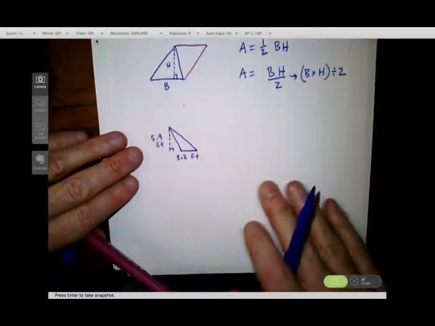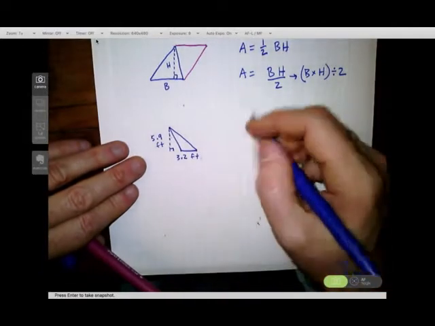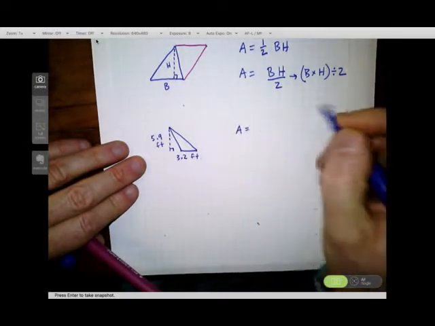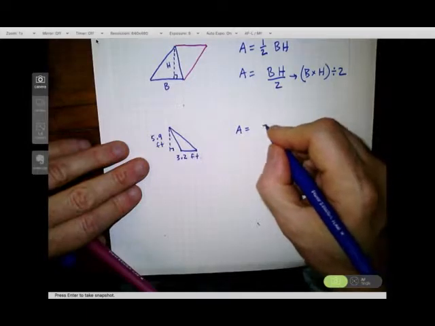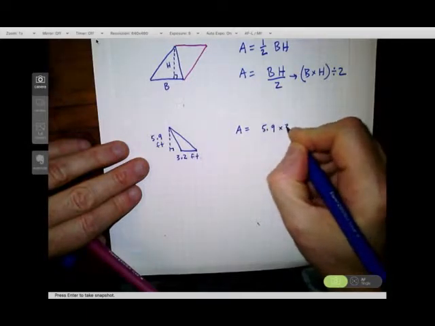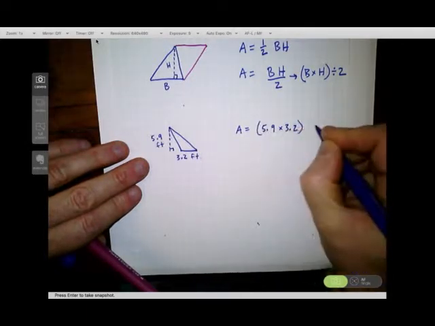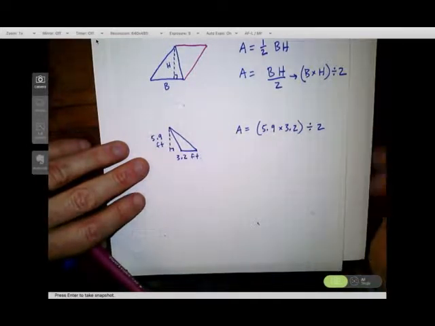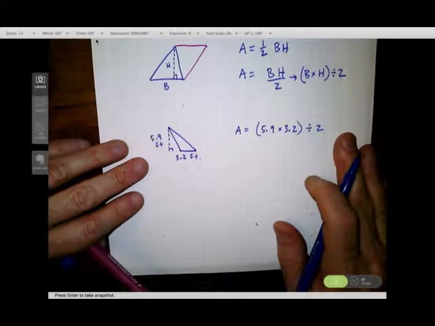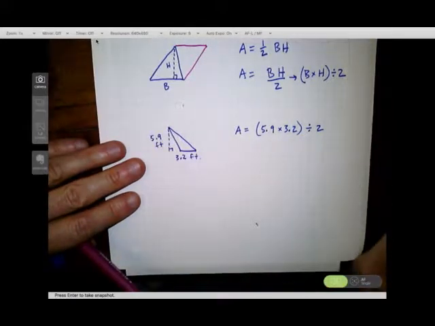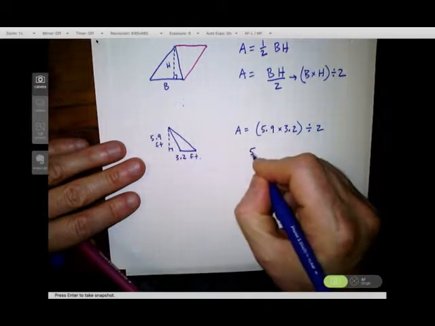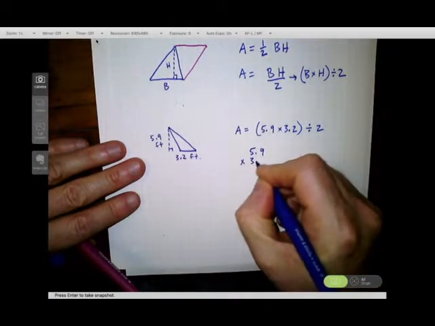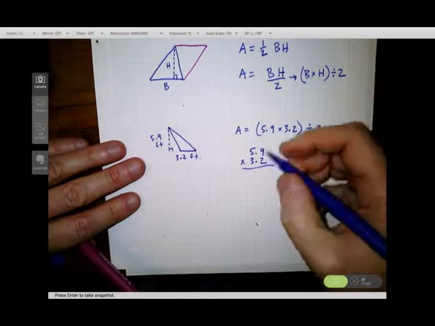Okay, so here's one here. Let's figure out the area. So the area is, I'm going to do it this way. I'm going to do 5.9 times 3.2, and then I'm going to divide that answer by 2. So with decimals, this gets to be a little tedious, but I would like you to practice these without a calculator this week, just so you can keep working on your decimal multiplication. Okay, so 5.9 times 3.2, I will do them without a calculator also.